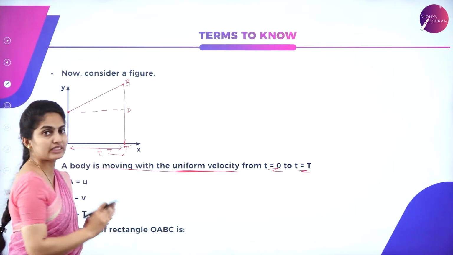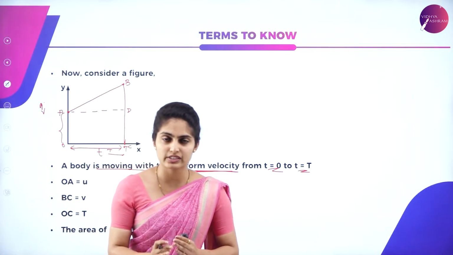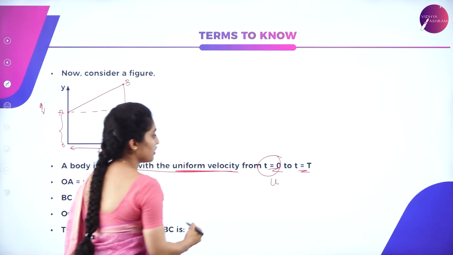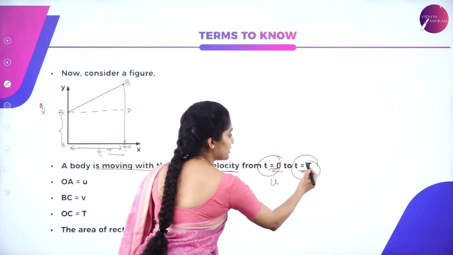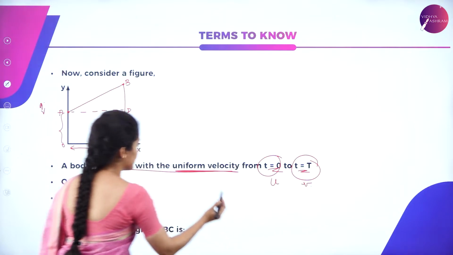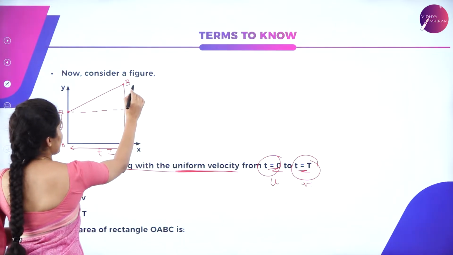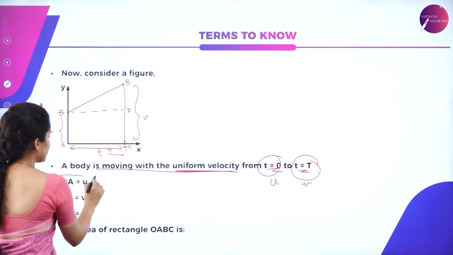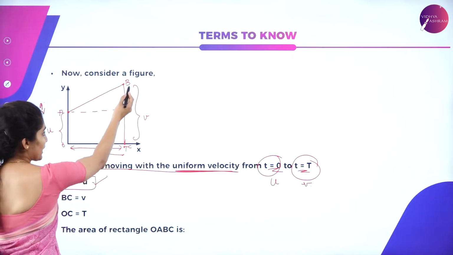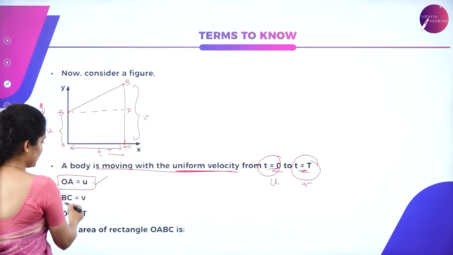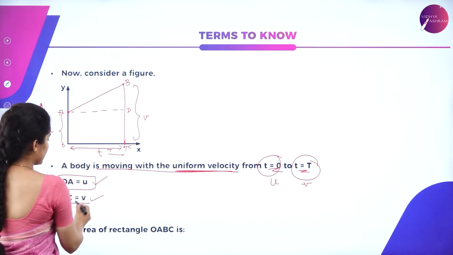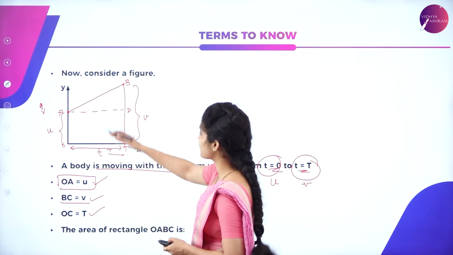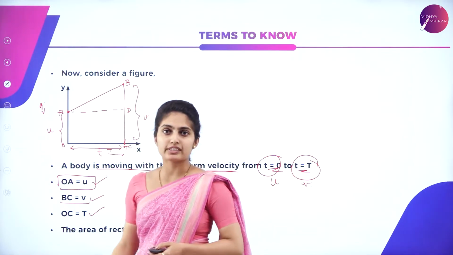The y-axis corresponds to velocity, which means at time t, what is the velocity you are having? That is the initial velocity. And at time capital T, that is the final time, you have the final velocity. You can write OA as U, and BC is named as V. So OA is U, BC is the final velocity V, and OC is named as the time taken, that is the final time, given as capital T. This is how exactly you name the components in the graph.